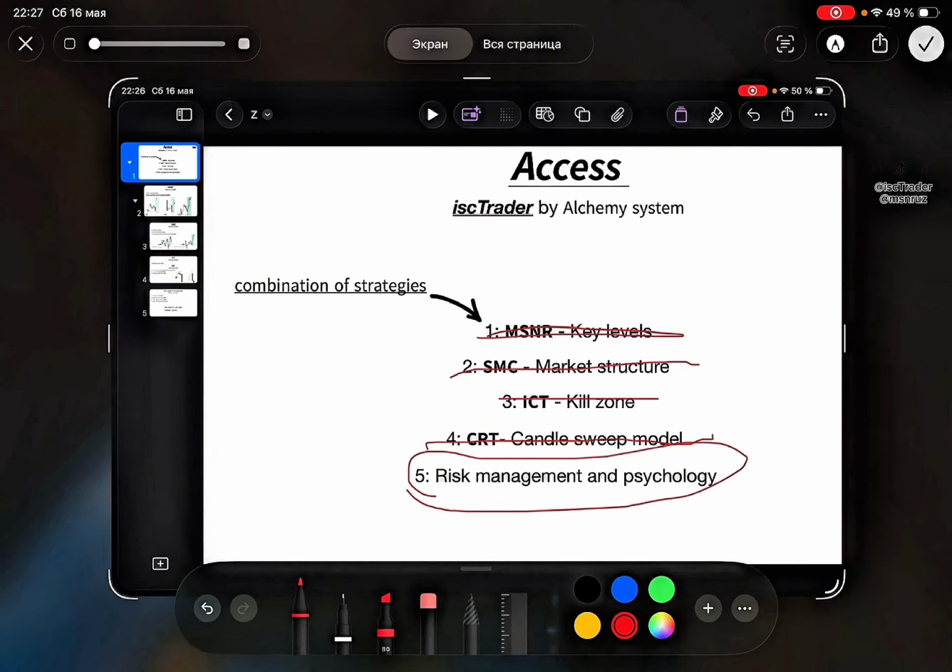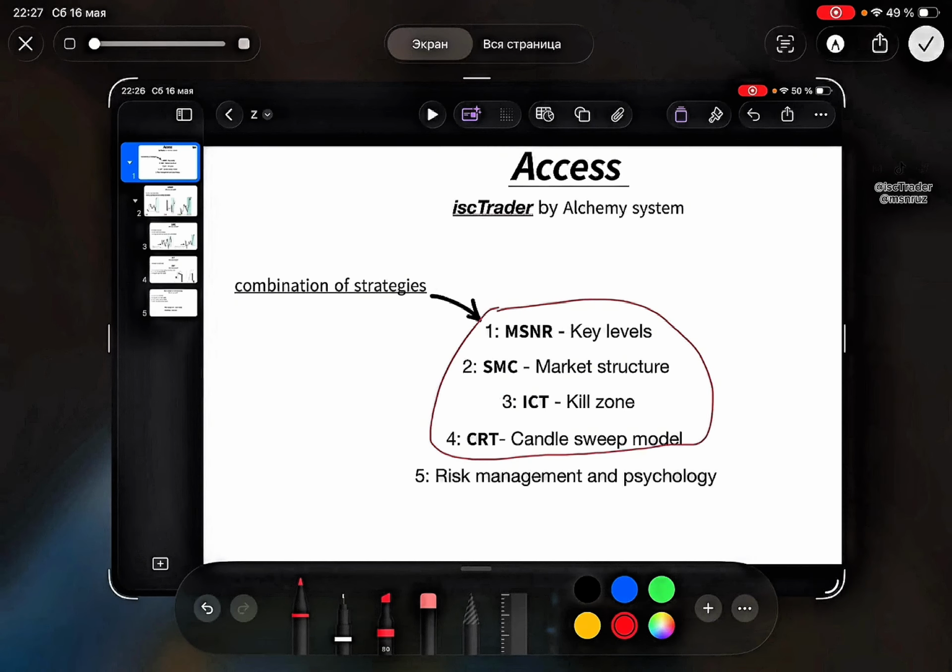If you don't have risk management and psychology, these systems you've learned won't be able to help you either. If there's no risk management and psychology, they will mean nothing. In our next lesson we will discuss risk management and psychology, as well as prop firms. We'll talk about how to pass the exams on challenge accounts.